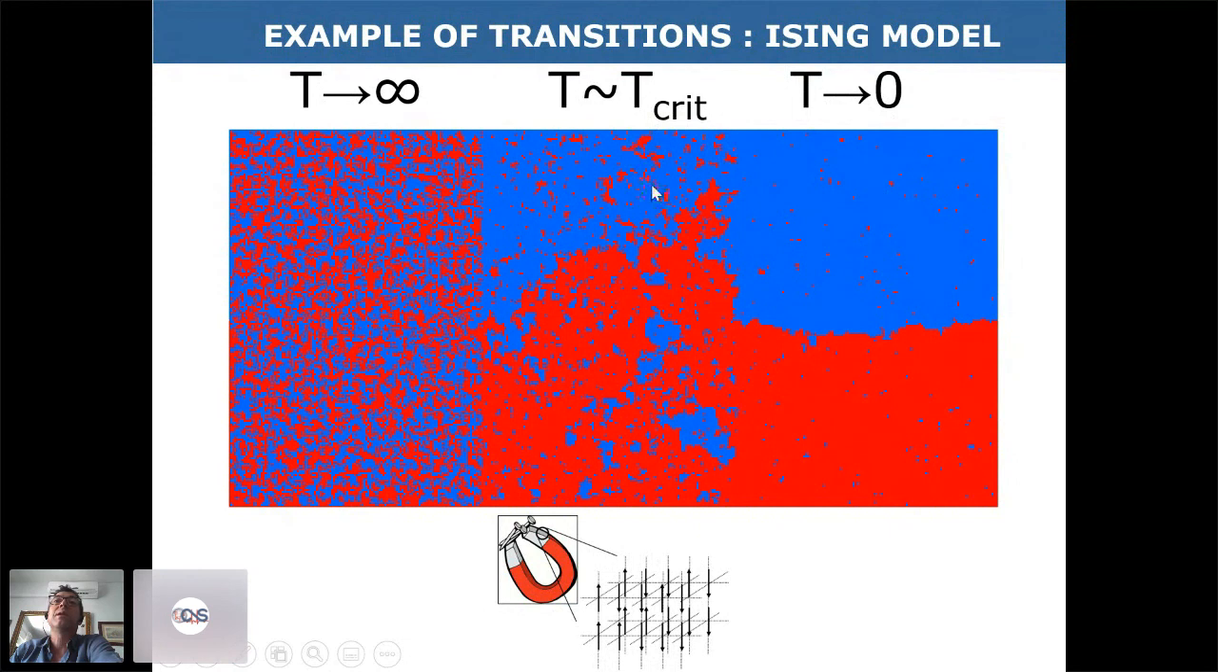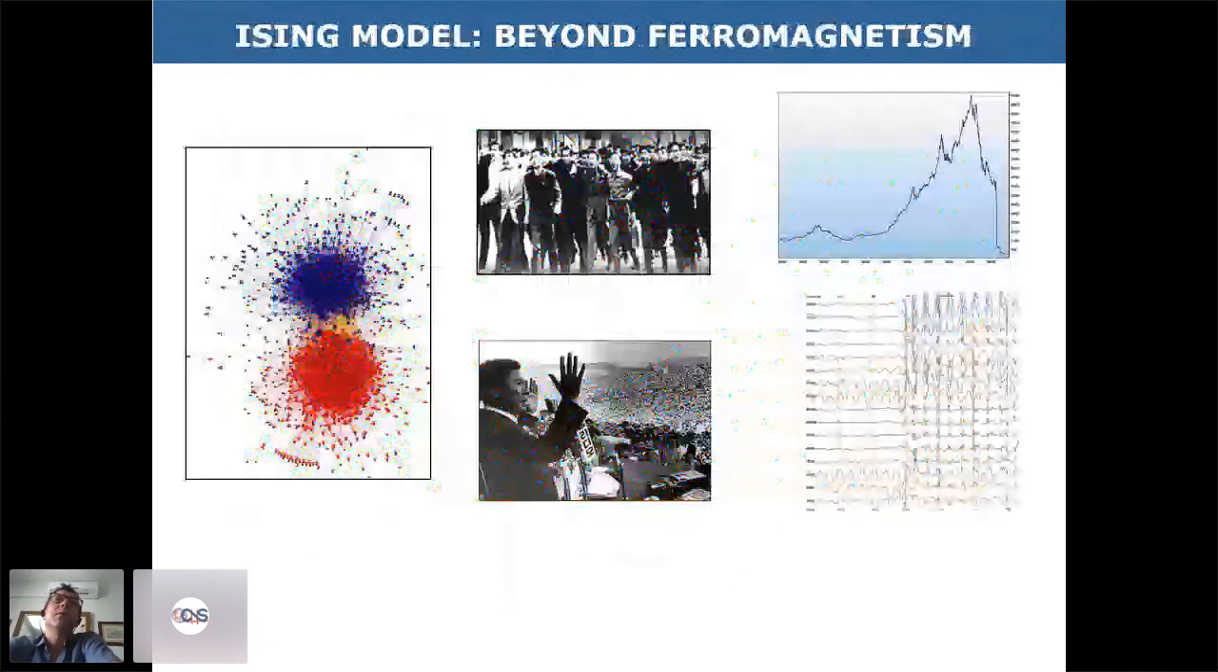On the other hand, we have an intermediate range of temperature, which can be a wide or a small range, which is called the critical regime. And this is when some higher order interactions appear, some long-range correlation, and also some clusters of coordinated activity that form together. The Ising model and, in general, dynamical systems close to transition have become a paradigm, also stretching much beyond ferromagnetism.